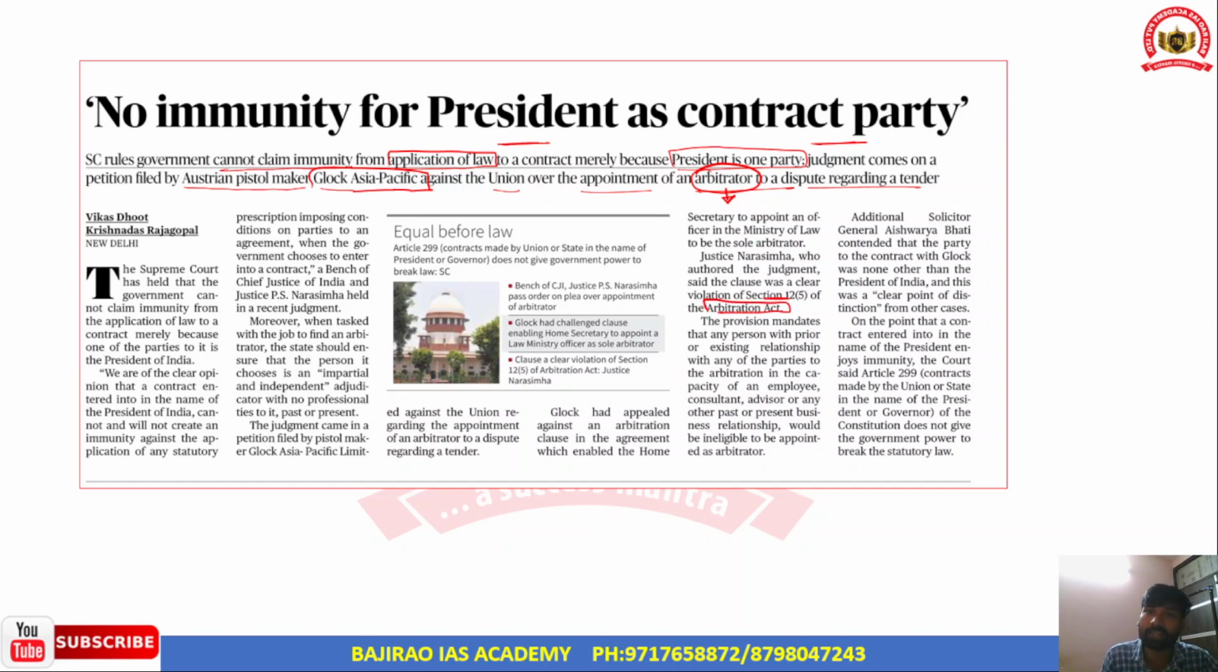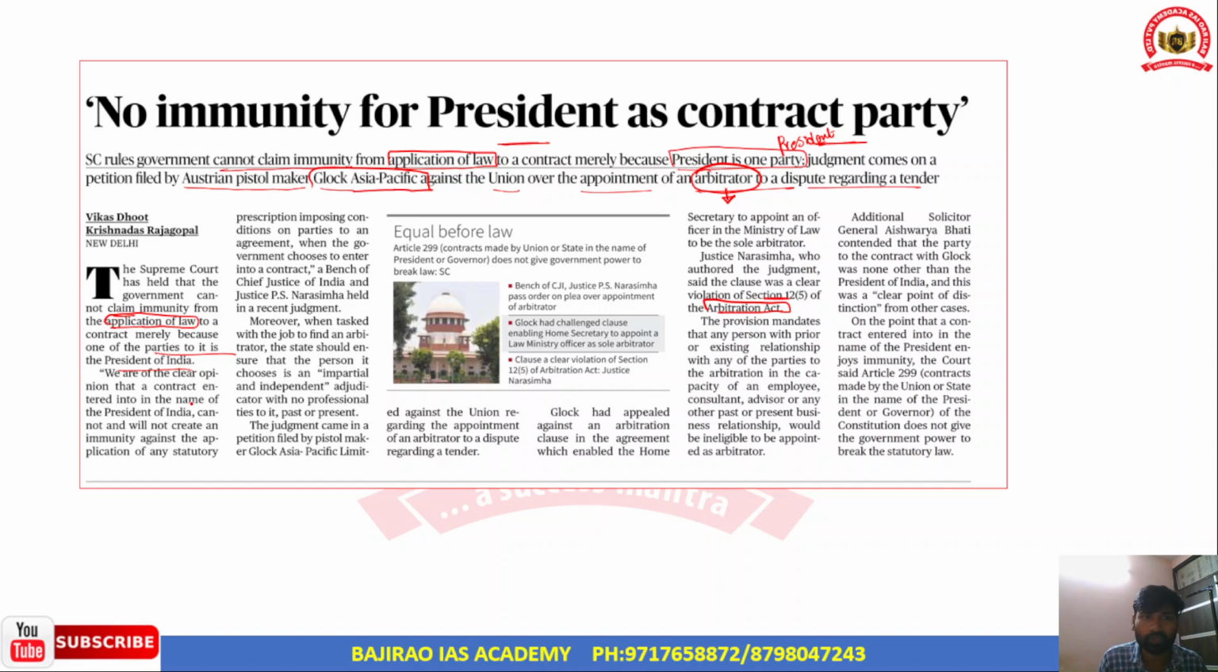However, the union government claims that it is an exception because the president is a party to this agreement or contract, so there is no need for appointing an independent or impartial arbitrator. Now if you look into the details of this issue, the Supreme Court has held that the government cannot claim immunity from the application of law to a contract merely because one of the parties to the contract is the President of India. So since one of the parties to a contract is the president, the government cannot claim immunity from the application of law.